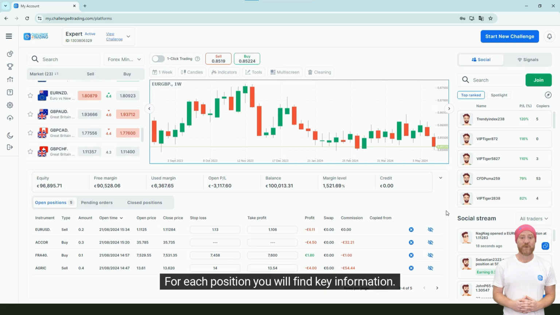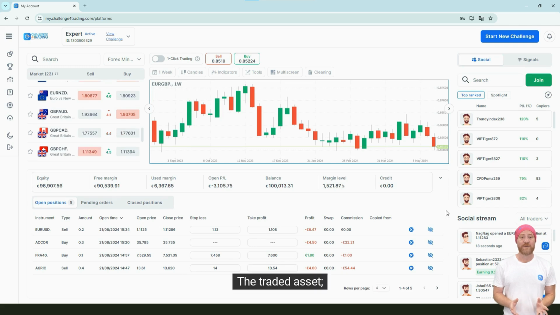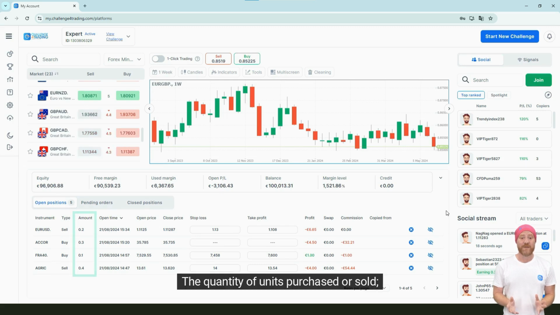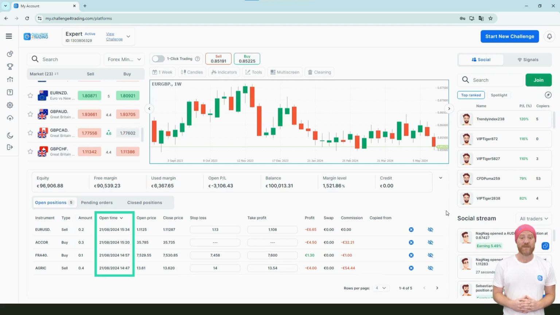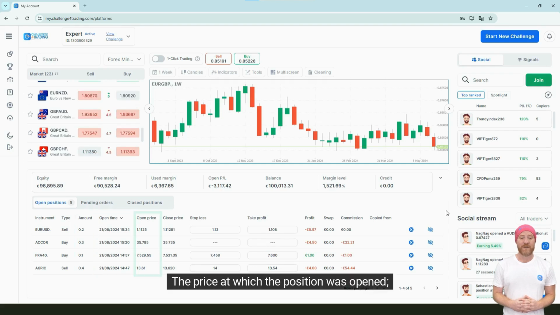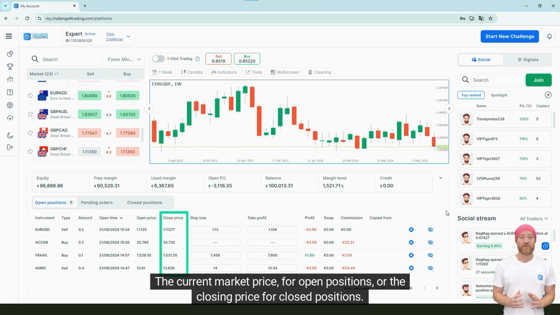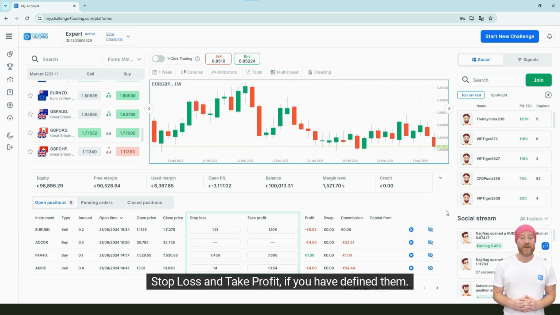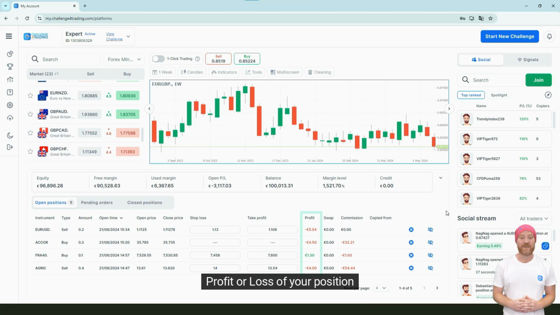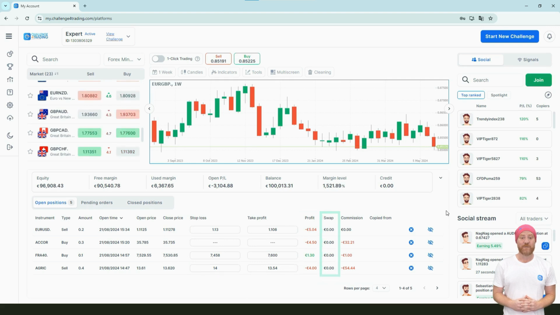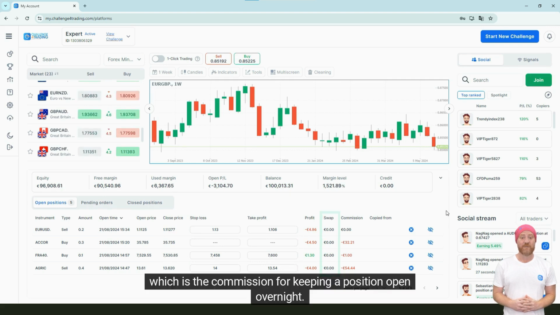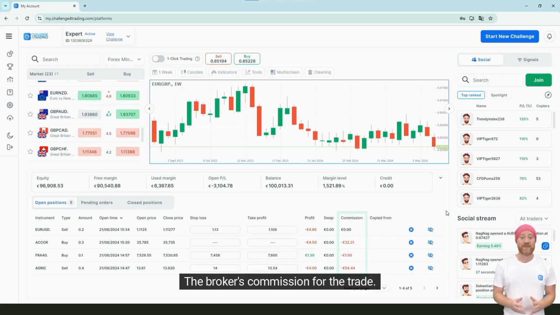For each position, you will find key information. The traded asset, the type of position, buy or sell, the quantity of units purchased or sold, date and time the position was opened, the price at which the position was opened, the current market price for open positions or the closing price for closed positions, stop loss and take profit if you have defined them, profit or loss of your position, the swap, which is the commission for keeping a position open overnight, the broker's commission for the trade, the trader you copied if so.